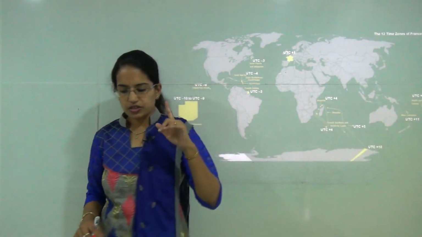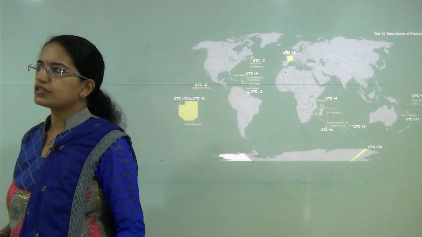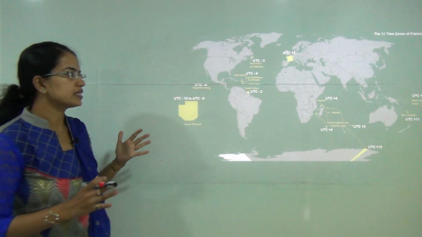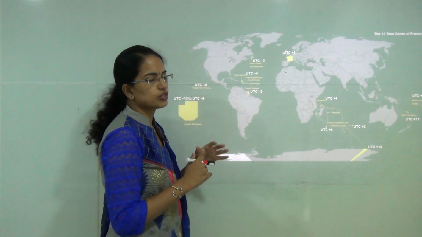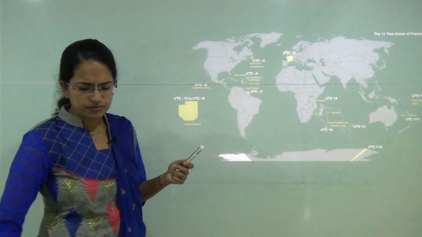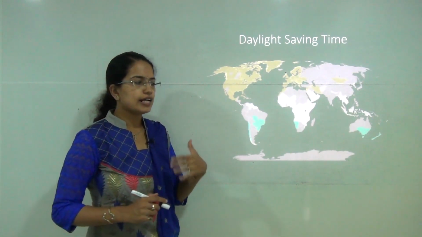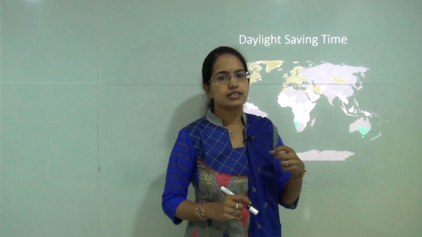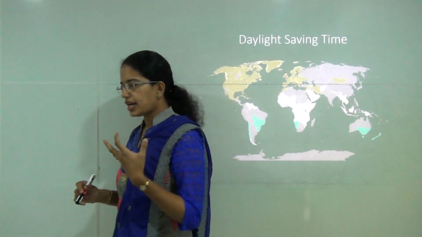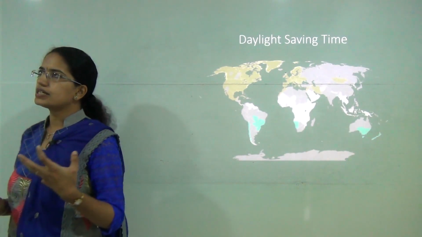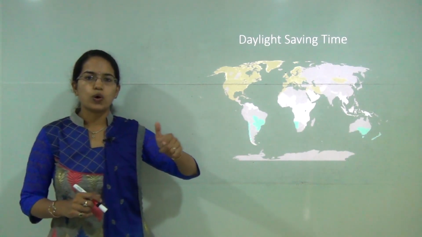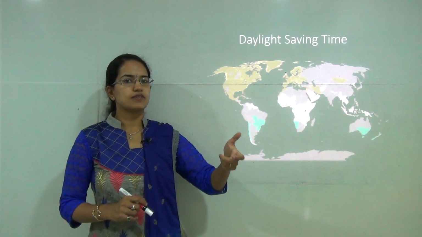Now there is another important concept that you must understand while you are trying to understand the concepts of latitude, longitude and time zones. The concept is daylight saving time. Now daylight saving time is also known as summer time, and when we try to understand summer time in simple terms, it is setting a clock 1 hour ahead so as to save the daylight.